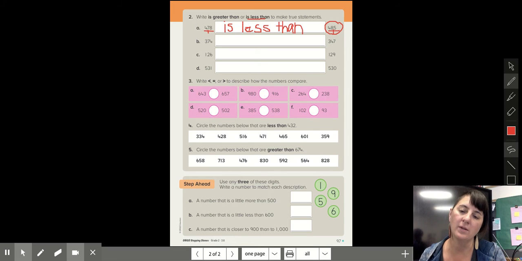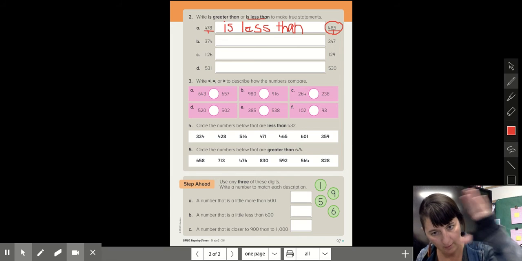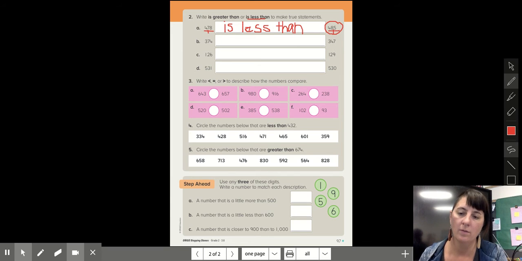Okay, for number 3, write less than, equal to, or greater than to describe how the numbers compare. And remember, when you're using these symbols, the open side is like a mouth and it needs to eat that bigger number. Let's do the first one together. 643 compared to 657. Well, they're both in the 600s. So we look at that hundreds place first. Then we look at the tens. 4 tens here and 5 tens here. That means that 657 is the larger number. And we read this as 643 is less than 657.